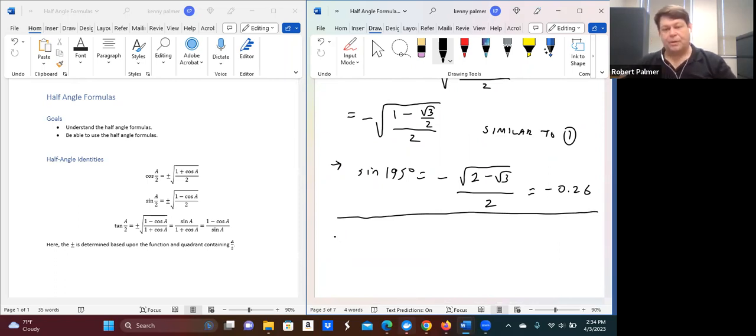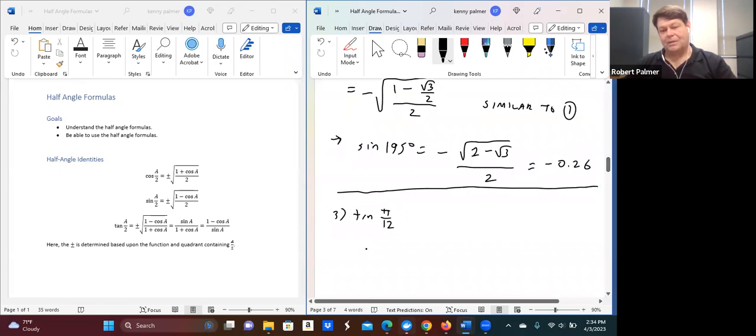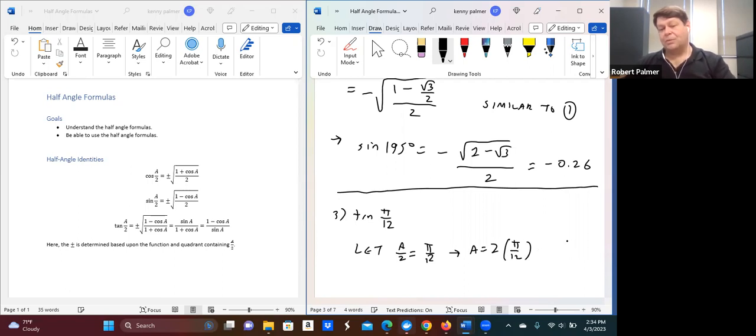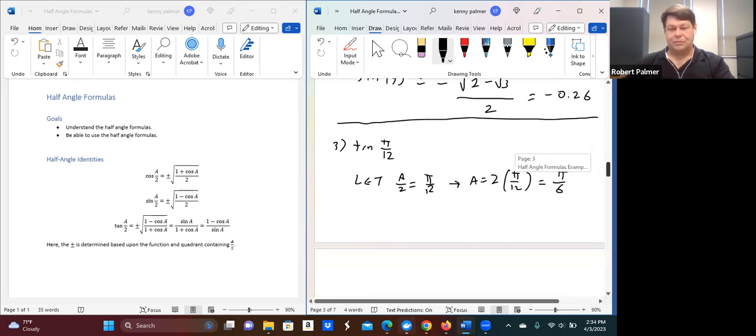And this time for number 3, let's do the tangent of pi over 12. Let's do it in radians. Okay, same thing. So we're going to let a over 2 be our pi over 12 in our formula. So we need to find just a, multiply this by 2. So a is equal to 2 times pi over 12, and that's going to be pi over 6. And that is one of our unit circle values.